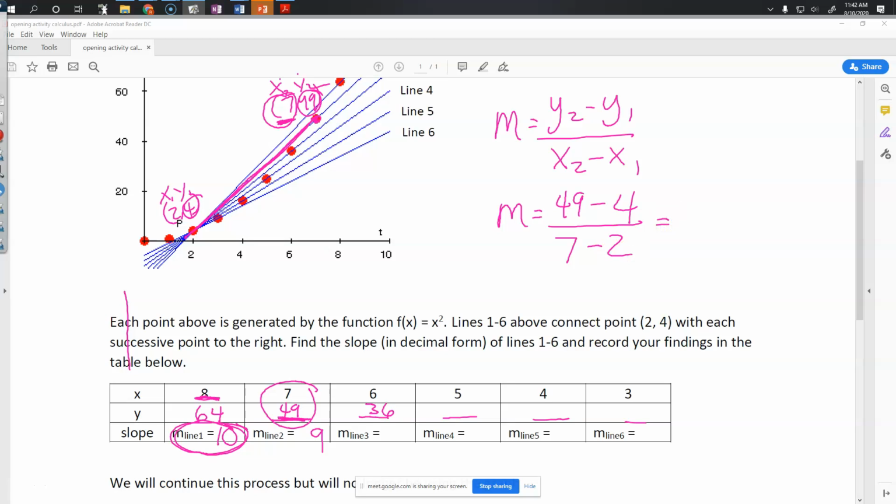And then from there, you're just going to go ahead and do the math. So 49 take away 4 is 45. 7 minus 2 is 5. And there's your 9. Okay? So I'm going to let you guys do the rest there for 6 through 3. And if you still have questions, I'll leave the Google Meet open for you guys, and you can still talk to me after this. But that's that.